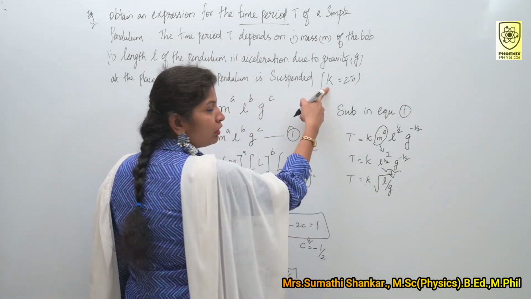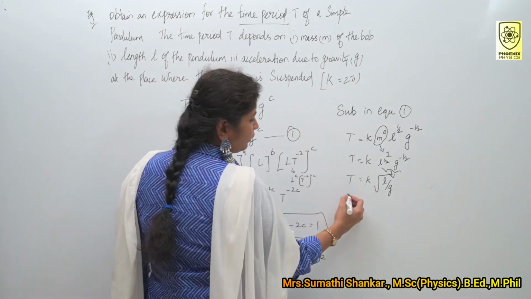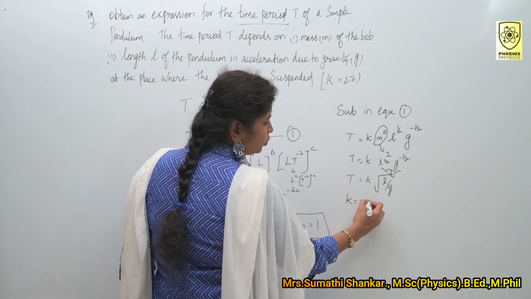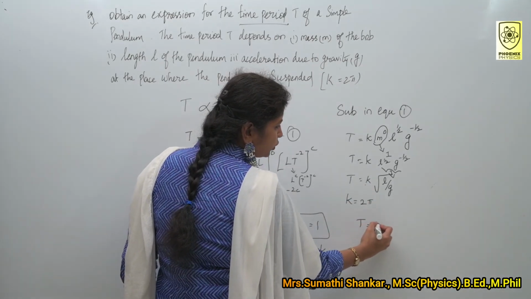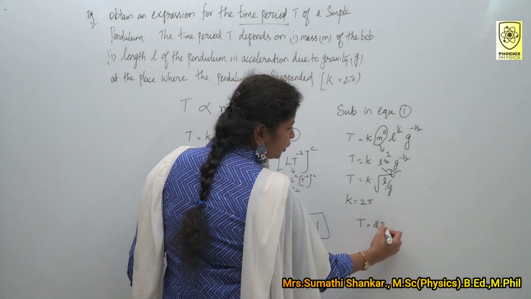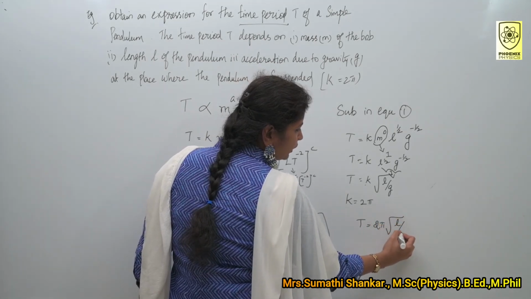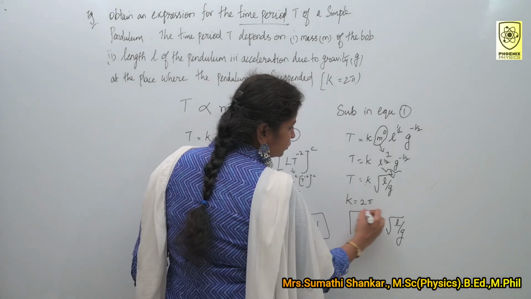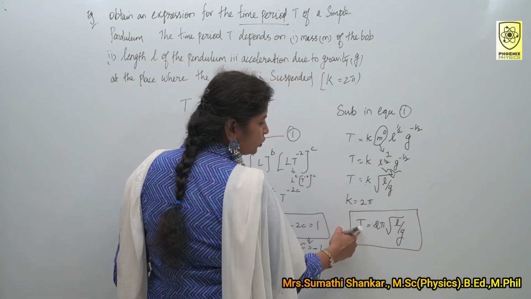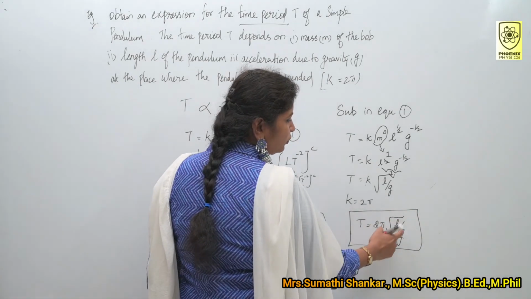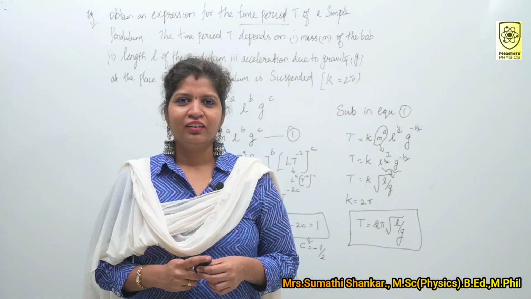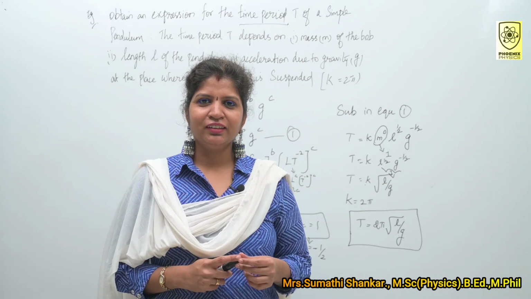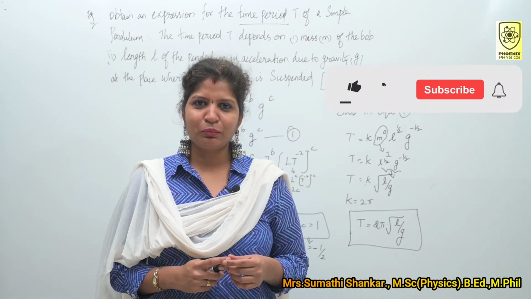Here k value is given. What is our k value? k is nothing but 2 pi. Substitute 2 pi here. Then T is equal to 2 pi root of L by g. So T is equal to 2 pi square root of L divided by g. Up to this clear? We completed the first lesson, that is nature of physical world and measurement.